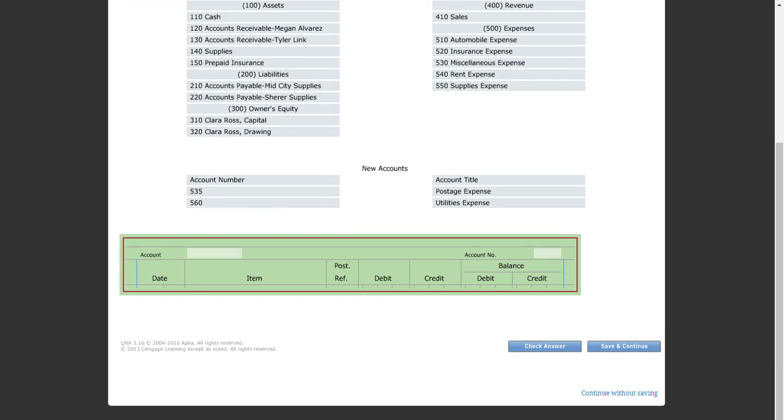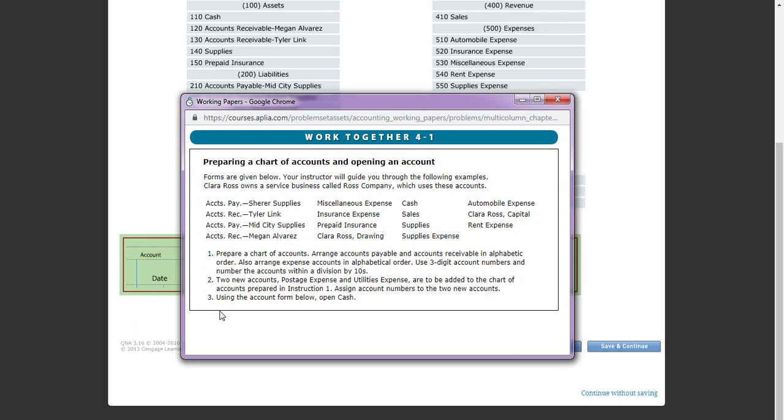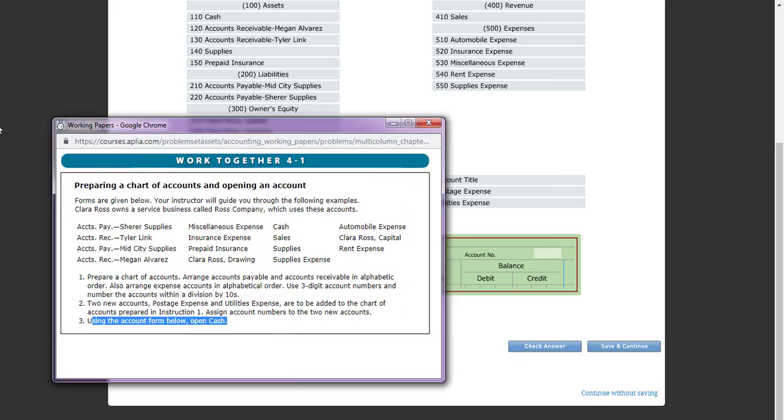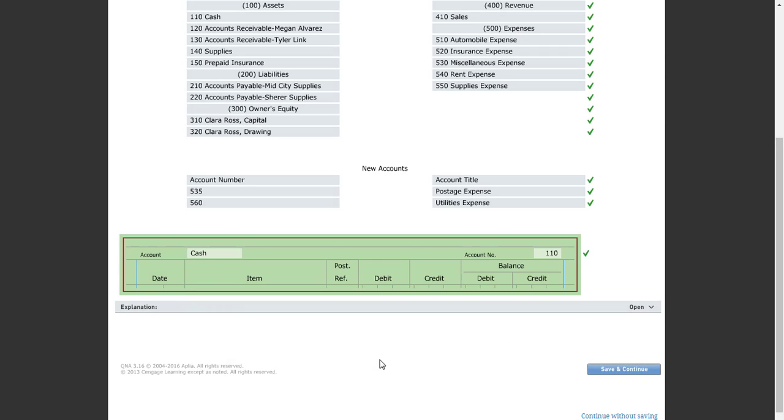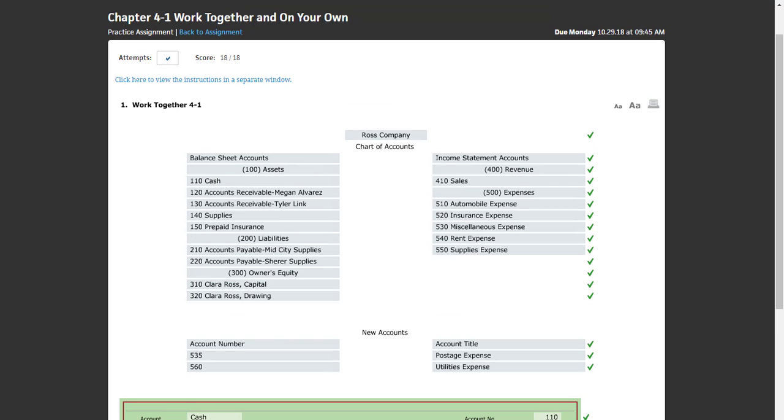So that's how you add new accounts. And the last thing we're going to do is instruction number 3. Use an accounting form, open the account of cash. This by far is the easiest part of this assignment. Are you ready? To open an account, you write the account title on the left-hand side where it says account. Got it? Then, on the right-hand side, you put in the account number, and the account number for cash is 110. That is instruction number 3. Check answer. Booyah! We're on fire. Woo! Try that on your own, please.